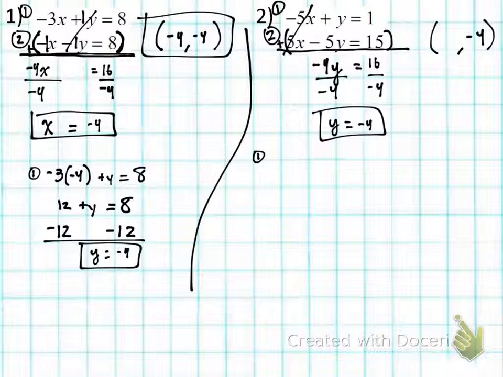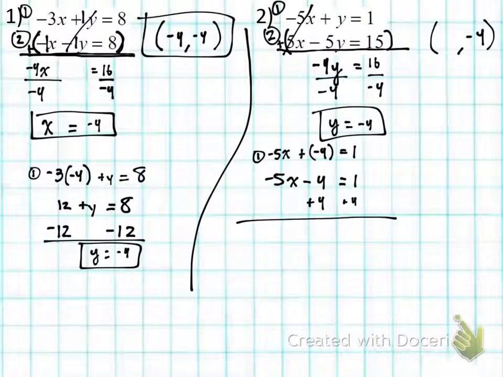Then I'm going to bring down an equation. I'll pick equation 1 again. It doesn't matter. Instead of y, I'm going to put a negative 4 in. So we got negative 5x plus y, which is negative 4, is equal to 1. We know a positive and negative is really like saying negative. So we got negative 5x minus 4 is equal to 1.